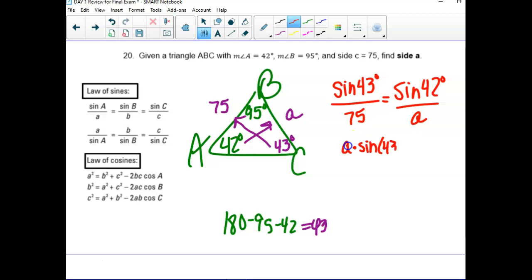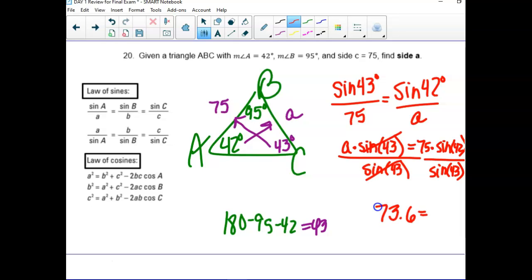And I would never write out all this work. I would just type it in, but just in case. And then you would divide by the sine of 43. So, ew, this calculator's not in degrees. So 75 times the sine of 42, close parenthesis, divided by the sine of 43. I got 73.6. Did someone else get that? Questions?